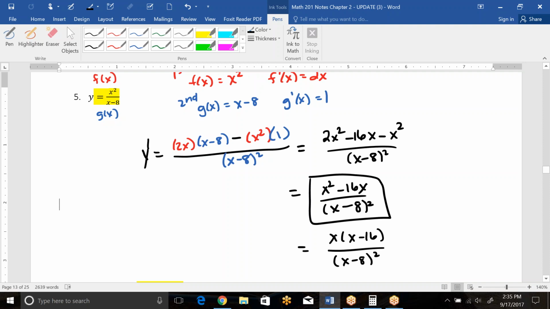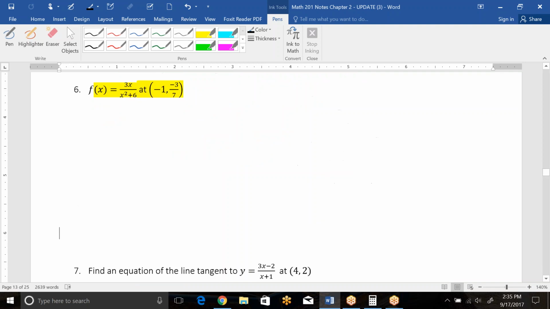All right, and then the next one we're going to look at is number 6. Now this one has an extra piece of information at the end. At the very end of this, it says f of x at this point. So there's some directions missing here. I'm going to write them in. This was how it would read on the homework on WebAssign.